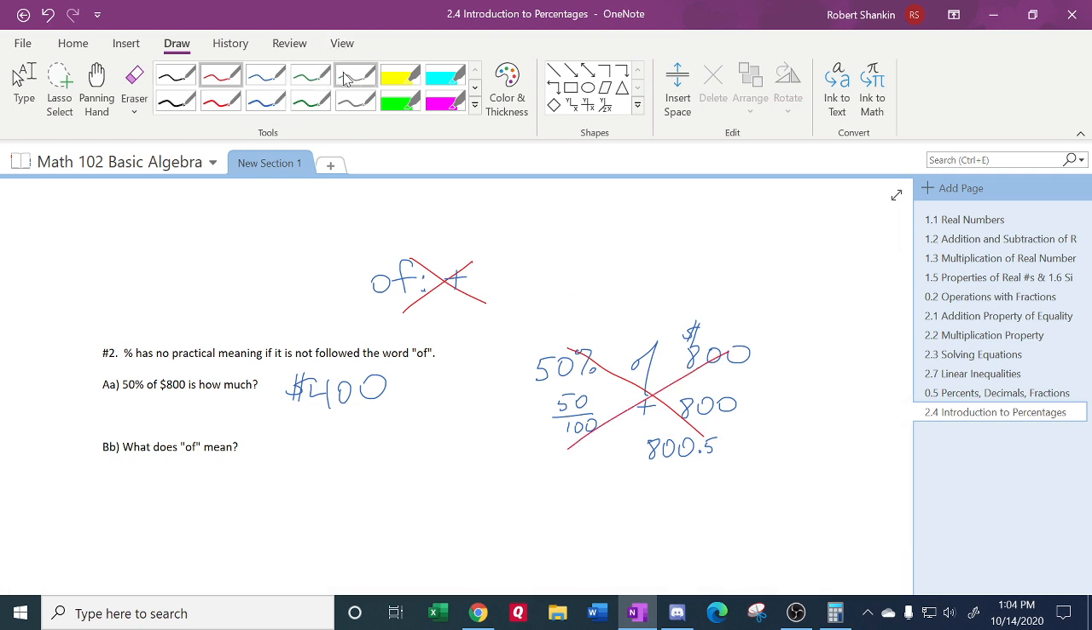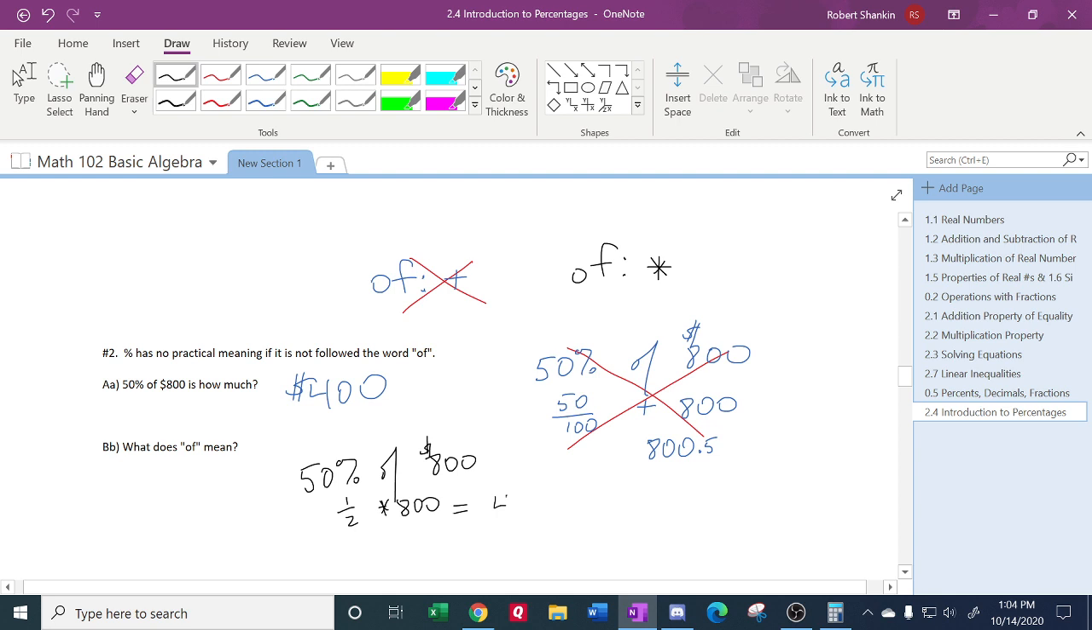If we try of as multiplication, I'm going to put an asterisk for multiplication so we can see it a little easier. Then 50% of $800 would be 1/2 times 800. And we know the answer is 400. And when you multiply 1/2 times 800, you do get 400. So this is correct. What does of mean? It means multiplication.